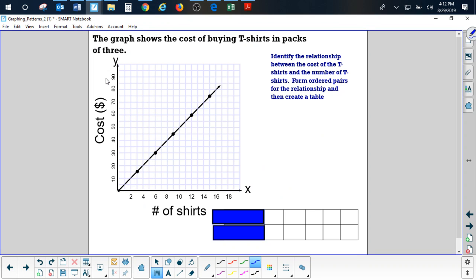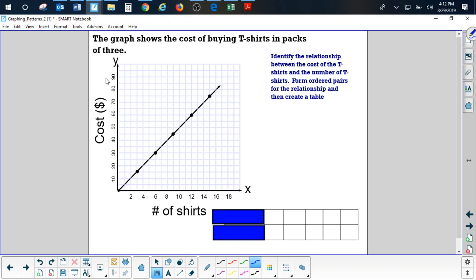The next question, we're doing the opposite. We have the graph, which shows all of the points. We have to find out what the coordinate pairs are for each point and turn it into a table. So we have a graph that shows the cost of buying t-shirts in packs of 3. We want to identify the relationship between the cost of t-shirts and the number of t-shirts, figure out the ordered pairs, and create a table using it.